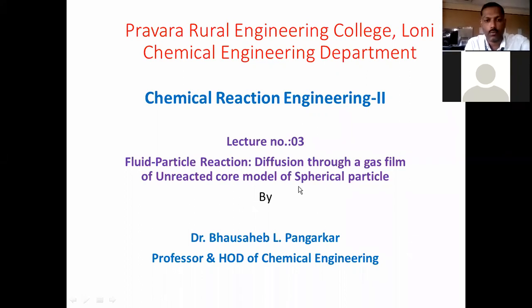Now this derivation for diffusion through a gas film of the unreacted core model is only for the spherical particle, because the shape of the particle matters, whether cylindrical or spherical. For a cylindrical particle, both radius and length will be considered. In the spherical particle, only the radius will be considered. So the volume and area are different, and these equations are different for spherical and cylindrical particles. Now this is for the spherical particle.